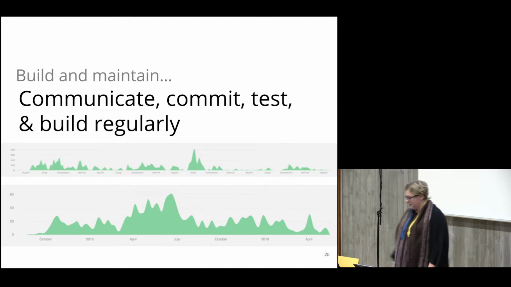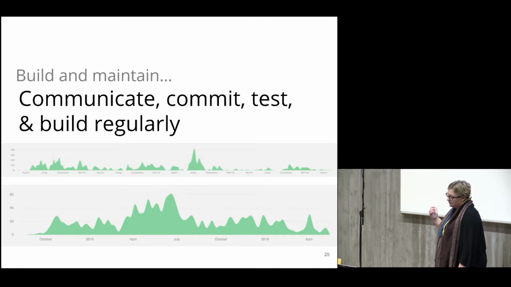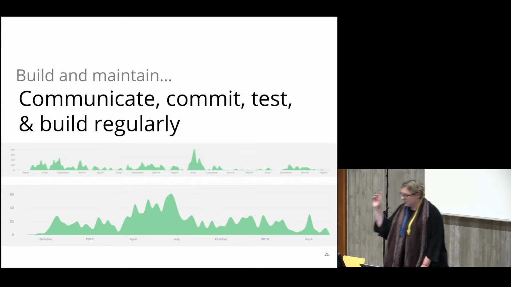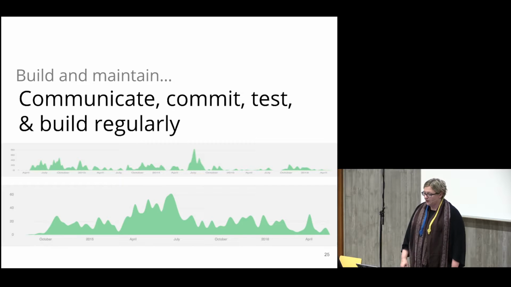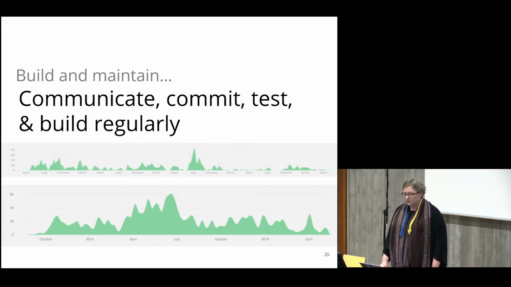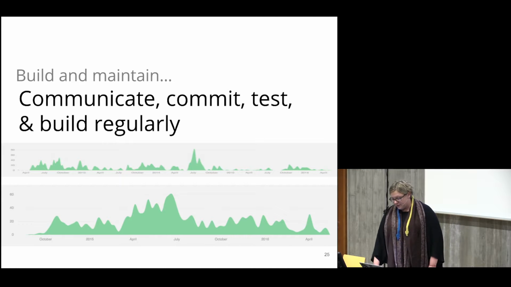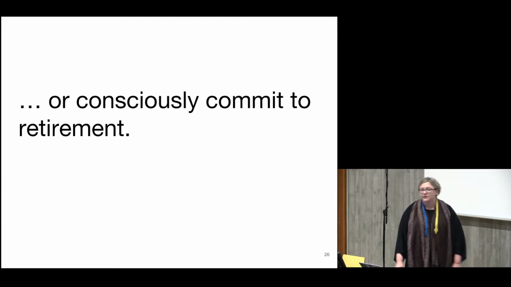And this again is the FEC GitHub history versus FEC 18F versus the GitHub 3 commit history. So, like I said, those are the basics: communicate, commit, test, and build regularly. Or consciously commit to retirement.